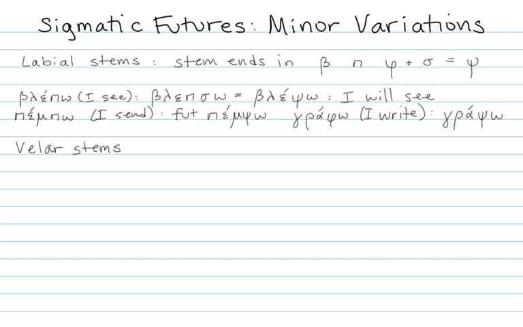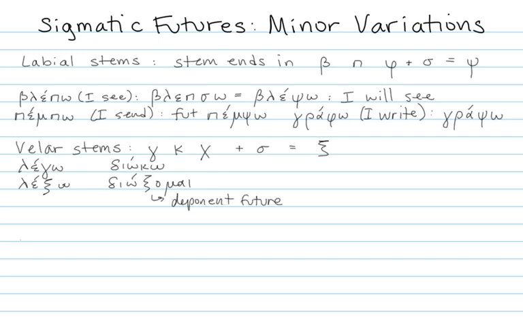Another variation is if the stem ends in a velar. So the velars are gamma, kappa, and chi. When you add a sigma to any of those, you end up with xi. So lego becomes lexo, I say and I will say. Dioko, dioxomai. You'll notice that that particular future actually has the middle voice ending, and one of our later slides is going to be about deponent futures. Phulatto becomes phulaxo, dechomai becomes dexomai.